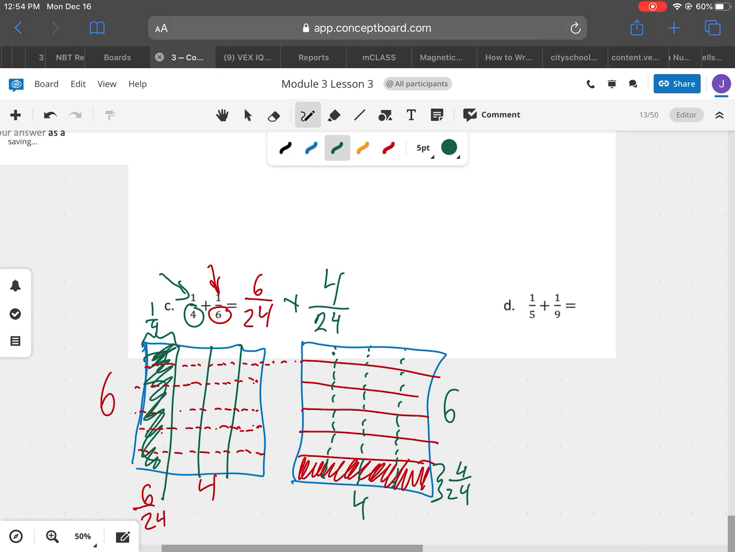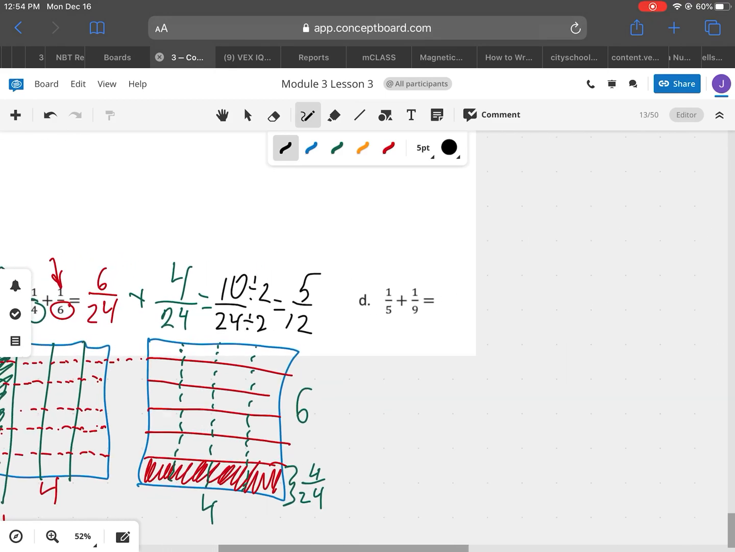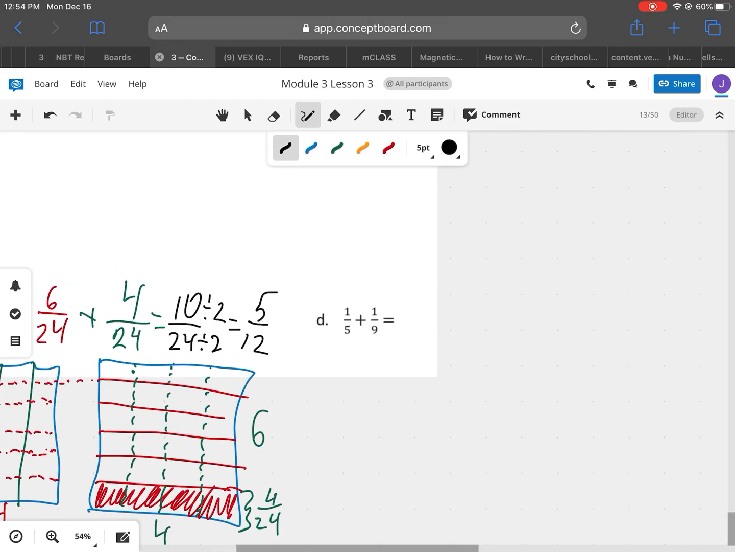So now I have 4 24ths, and that gives me 10 24ths. If you remember to simplify it, you can divide both of these by 2. They're both even numbers. It'll be 5 12ths. You won't do that on all of them, but if you can, remember to do it.